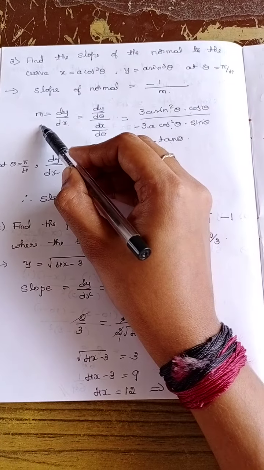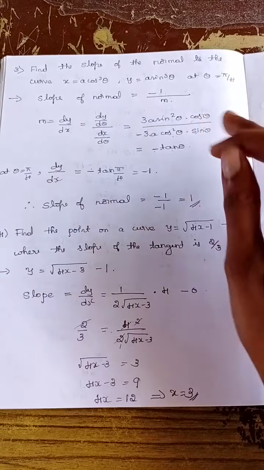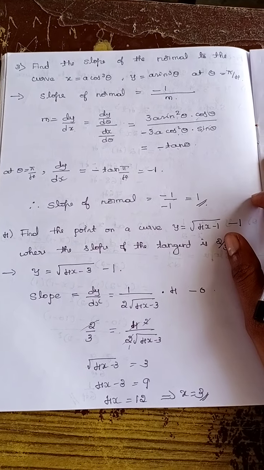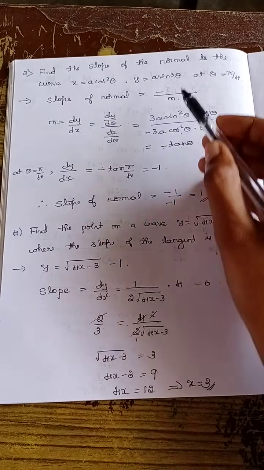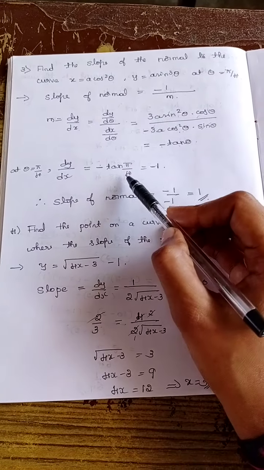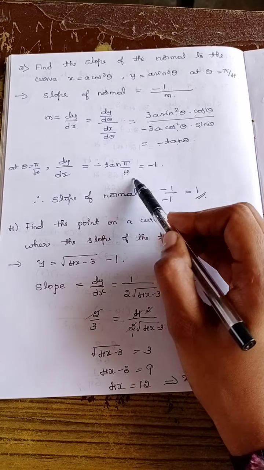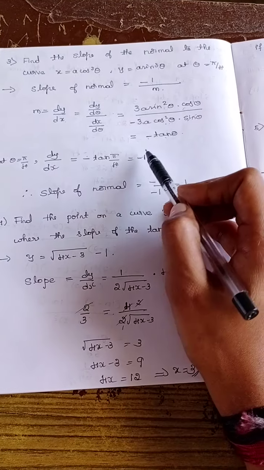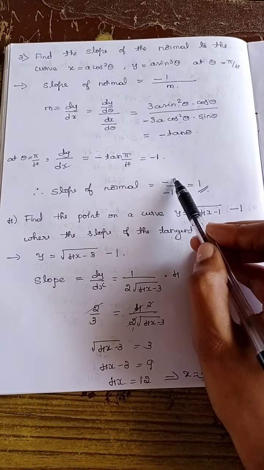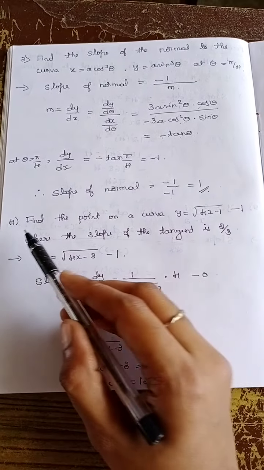This is the value of m, that is the slope of a tangent, but we have to find the slope of a normal. Slope of a normal is equal to minus 1 by m. Before that, at theta is equal to pi by 4, substitute theta equals pi by 4, so minus tan pi by 4 is equal to minus 1. Slope of normal is equal to minus 1 divided by the m value, which is minus 1, so minus 1 by minus 1 is 1. Now let's see the next problem, the fourth problem.